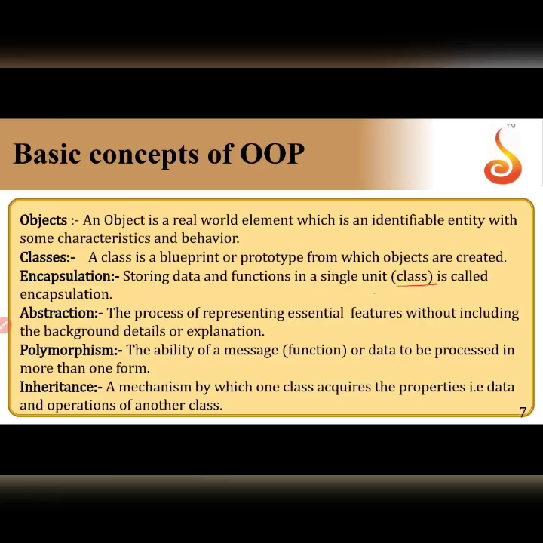Next is abstraction. What do you mean by abstraction? The process of representing essential features without including the background details or explanation is called abstraction. For example, I have to print a document. See, each system is not connected to a printer. Let us assume that you have one printer for your whole floor, and you are interconnected to that. You need to print a document.